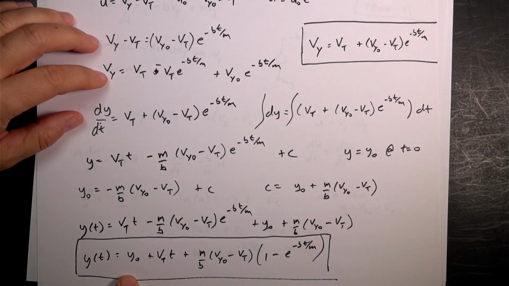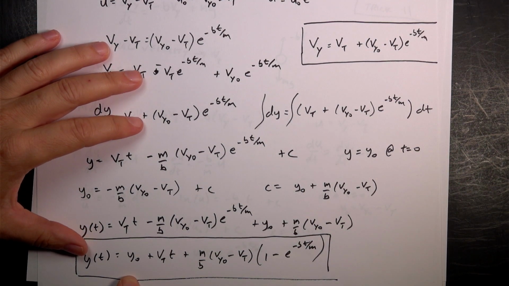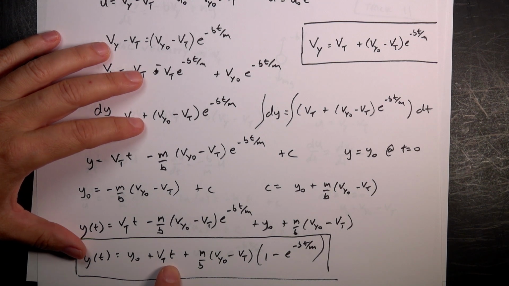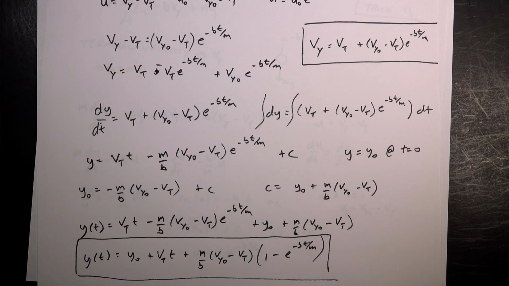Down here, what's going to happen? Well, as time gets really big, this exponential term is going to go to 0, so you just get 1. So you just get this term, which is just a constant. And that term is a constant. And the only thing that changes with time is vt. So this agrees. This says it's moving with a constant velocity as t approaches infinity. So I think that's right.